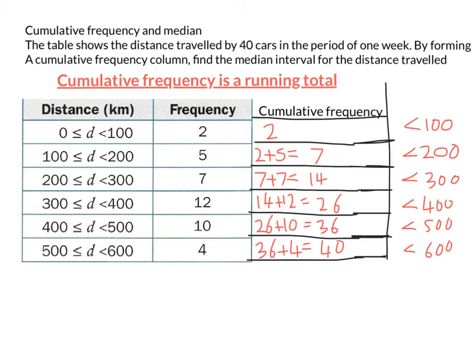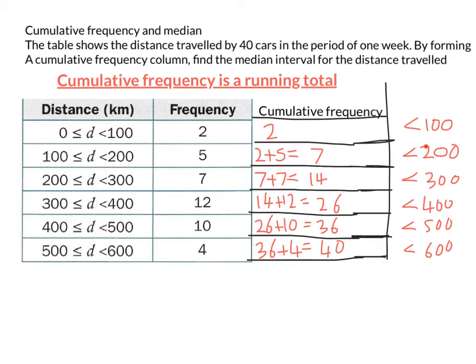which is what you want. So cumulative frequency simply means a running total, and it's how many are in this group or less, how many is in this group or less. So when I see the number 36 there, and I see it's in this group here, the 36 means how many cars travelled 500 kilometres or less. So all of the previous ones plus this group here.